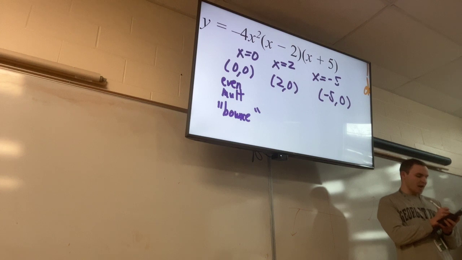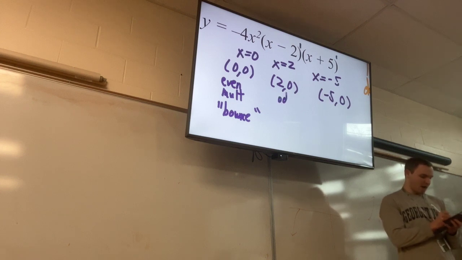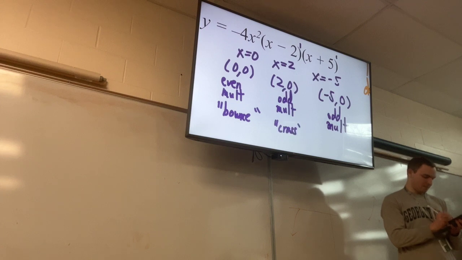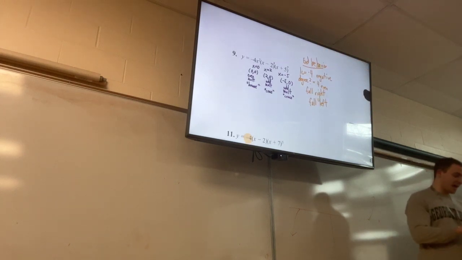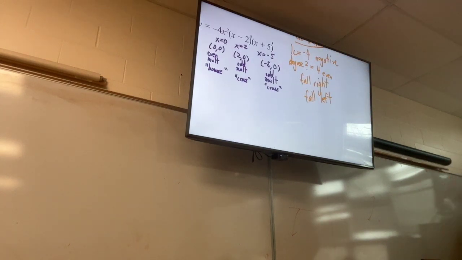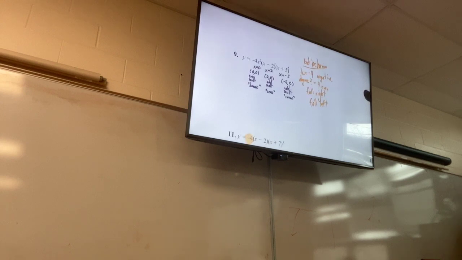Multiplicity on the other two is what? Odd, yeah, it's just 1. Odd multiplicity. Cross. Cross. Okay. We have everything. We have my end behavior, I have my zeros, and I have my multiplicity. Okay?